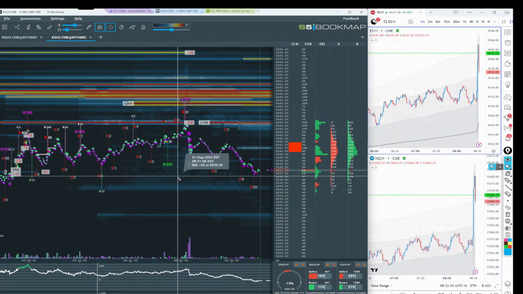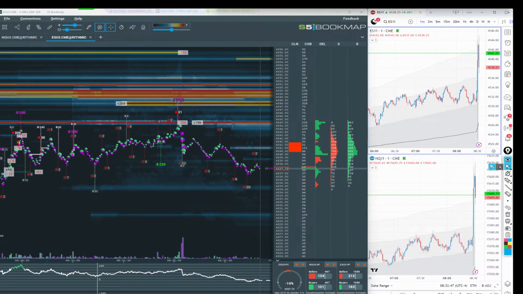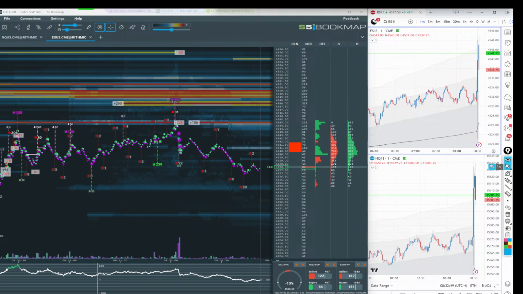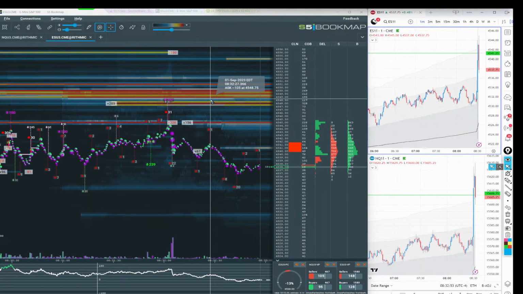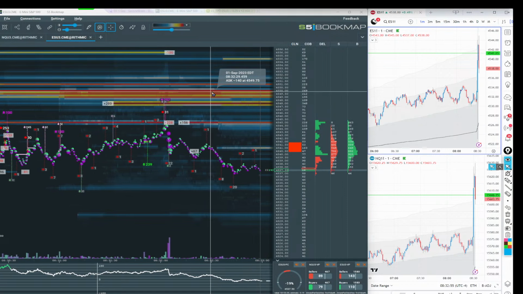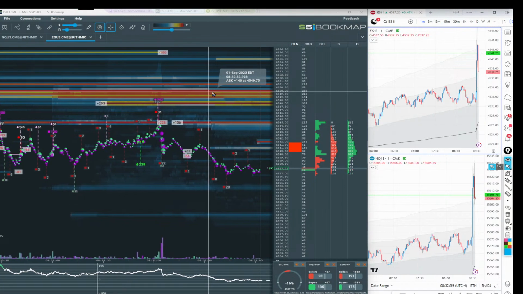And now that we've got that liquidity, we are having a little push down. Again, given where we are, nothing is particularly bearish just yet.